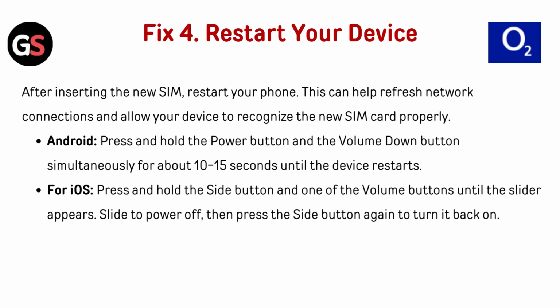For Android, press and hold the power button and the volume down button simultaneously for about 10 to 15 seconds until the device restarts. For iOS, press and hold the slide button and one of the volume buttons until the slider appears. Slide to power off, then press the slide button again to turn it back on.